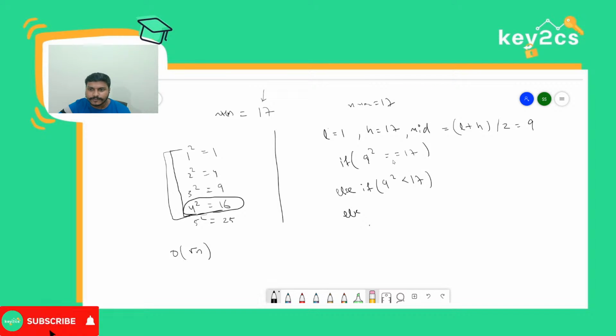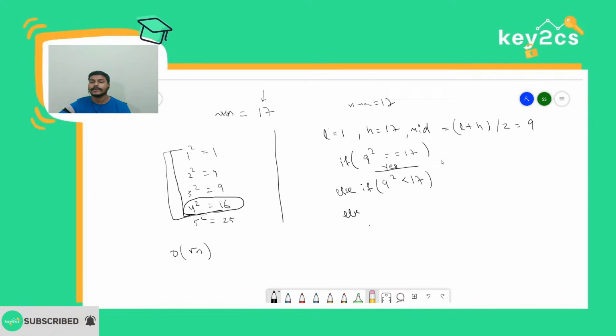If 9 square equals 17, you can directly say yes, it is a perfect square, and exit from this function, return back. If 9 square is less than 17, that means we have to go higher. You are already at the middle 9, and 9 square is still less than 17, so you have to search higher numbers in the next step.